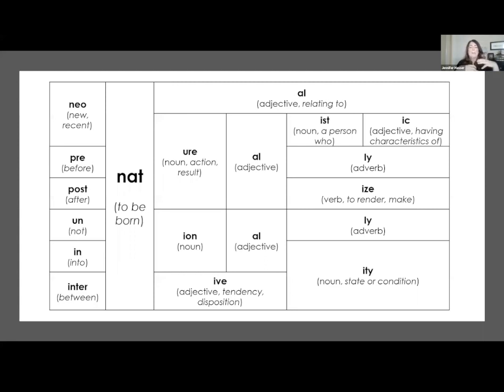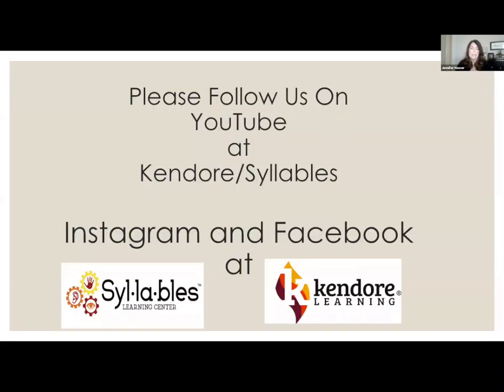So this is just a word matrix on NAT, to be born, right? So you've got nature, natural, nationality, neonatal, international, right? We've got a bunch of words that we can make if we know what NAT means. And there are a lot of words that kindergartners would know, first graders, second graders. We don't have to wait to do this until kids are in high school. It shouldn't be a last ditch effort to help them with the SATs.